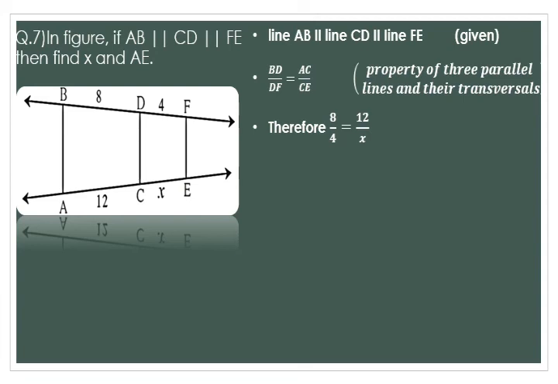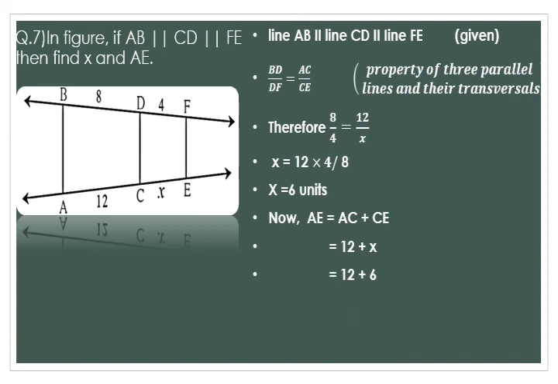After cross multiplication we get X as 12 into 4 upon 8. After simplification we get the value of X as 6 units. Then AE is equal to AC plus CE. Substituting the values, AC is 12 and CE is X, so 12 plus 6 is 18, and hence AE is 18 units. Therefore X is equal to 6 units and AE is equal to 18 units.